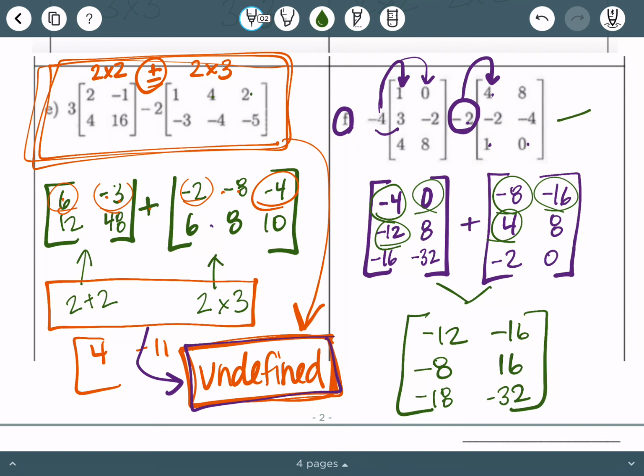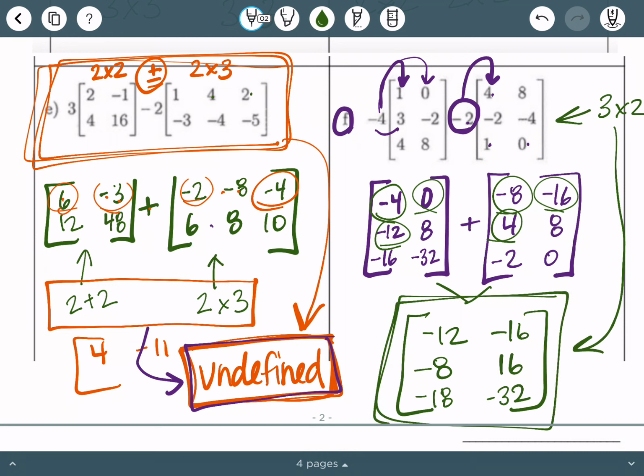I can see that I started with 3 by 2s, and I also ended with one, so I know that I have a correct answer here. I'm ready to move on.